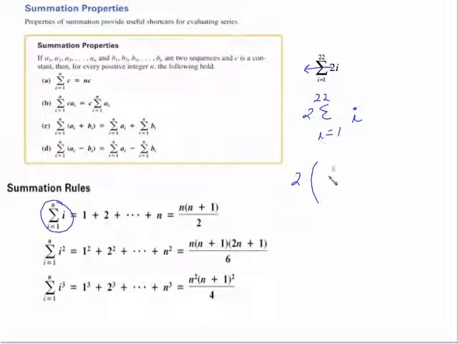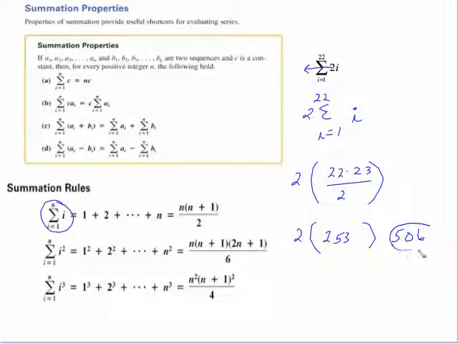So that is 22 times 23 divided by 2. This is 2 times, do what's inside the parentheses, 22 times 23 divided by 2, which is 253. Multiply that by 2, and we get 506. So that is an example of using the second property. So we're putting the properties together with some of these summation rules.